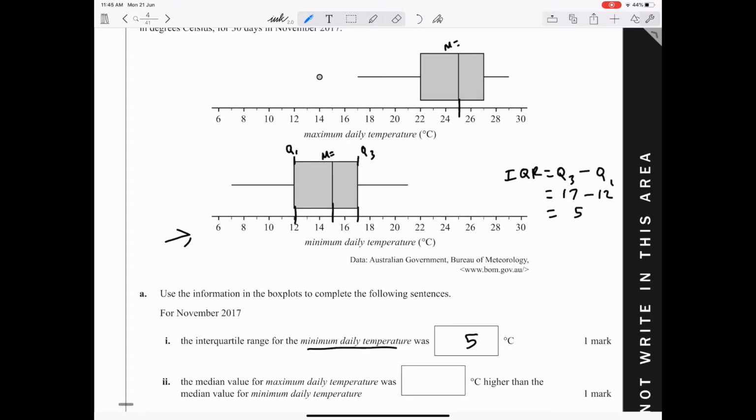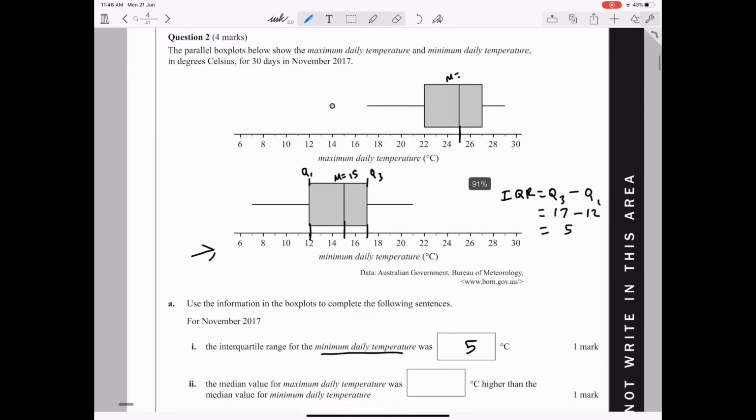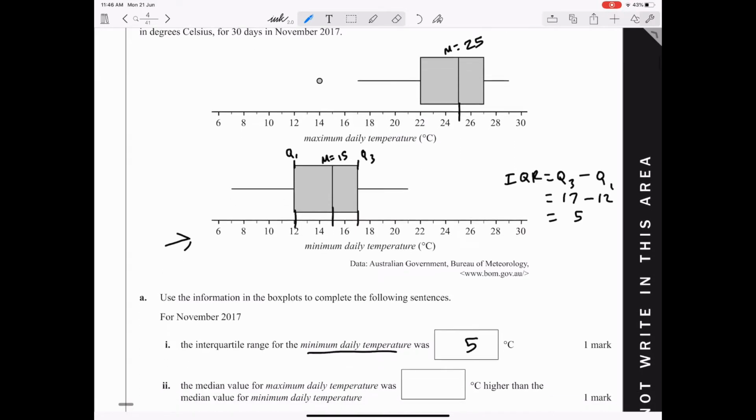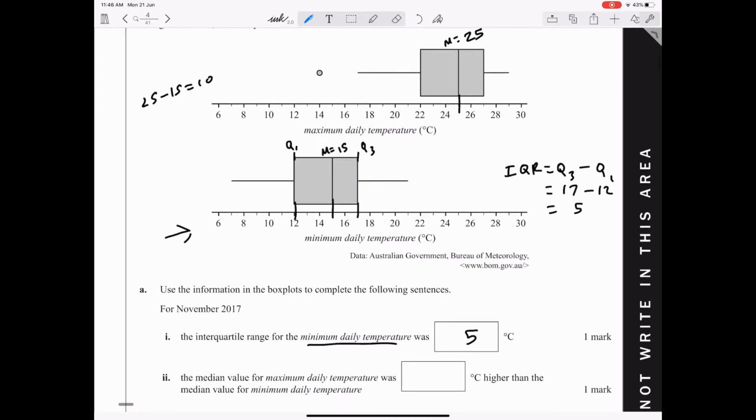2a ii, the median value for maximum daily temperature was something degrees Celsius higher than the median value for the minimum daily temperature. So first step is to find the median value for the maximum and minimum daily temperature. The median for the minimum daily temperature is 15 degrees Celsius, and the median for the maximum daily temperature is 25 degrees Celsius. So if we do 25 minus 15, that gives us 10. So that basically indicates that the median value for the maximum daily temperature was 10 degrees Celsius higher than the median value for the minimum daily temperature.